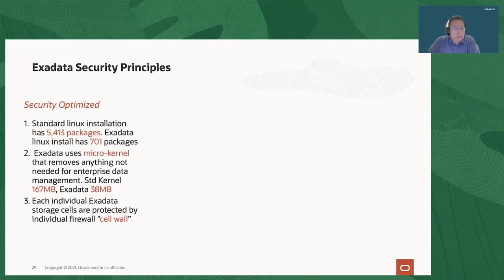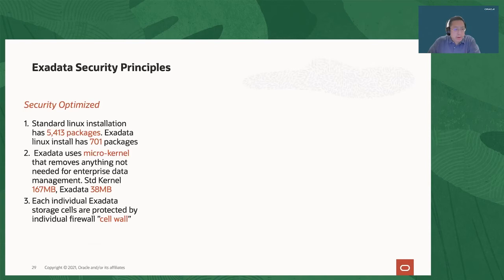So let's start there. In Exadata, we've done quite a bit of optimization around security. The Exadata install has 700 packages. You can see that it has, from a standard Linux distribution, 700 packages versus over 5,000 packages with a standard Linux installation. So we've actually reduced the number of RPMs that have to run on the system, thereby removing the attack surface, if you will, for any kind of malicious activity. So we tried to simplify the installation to the smallest degree.